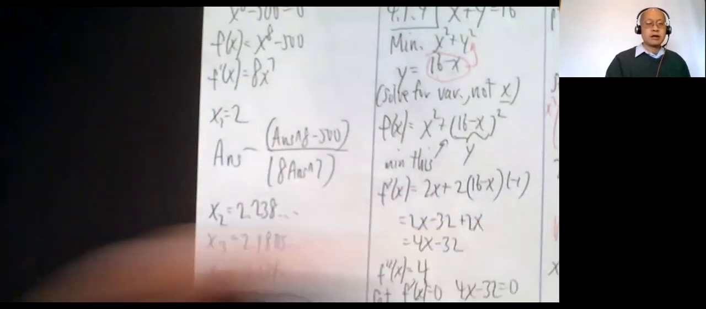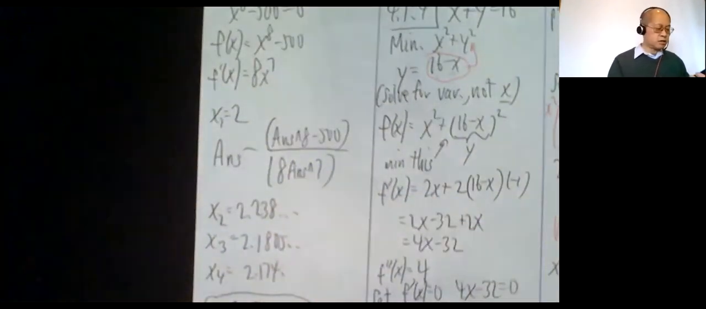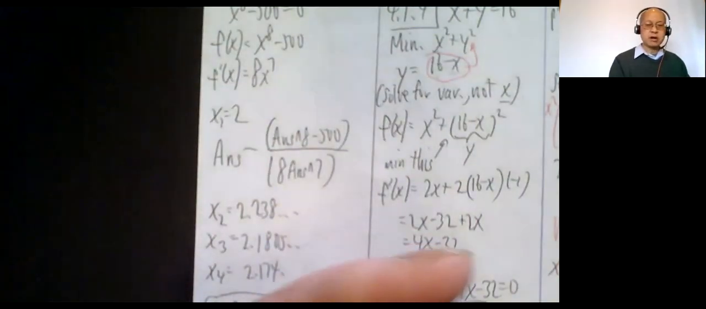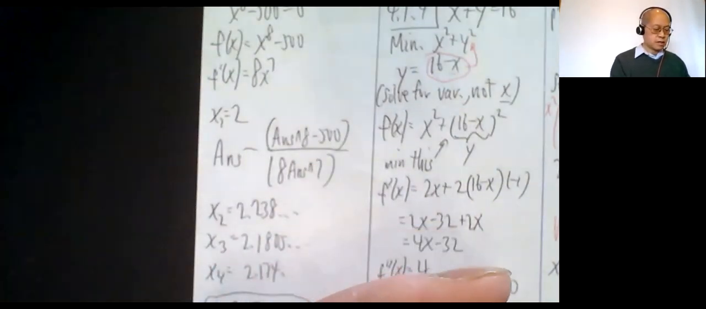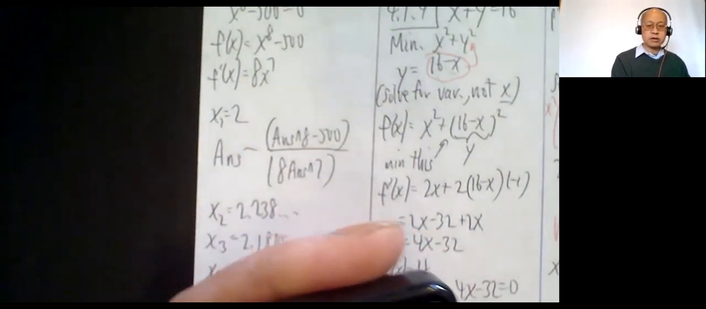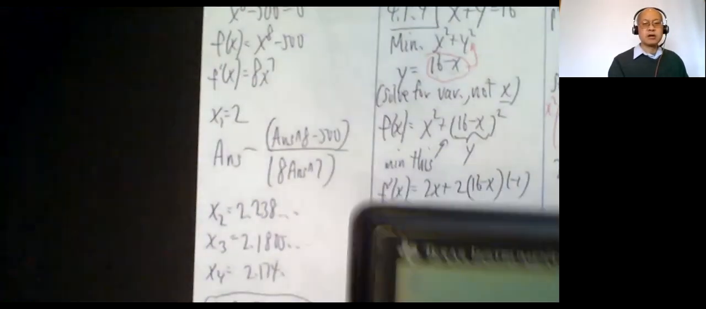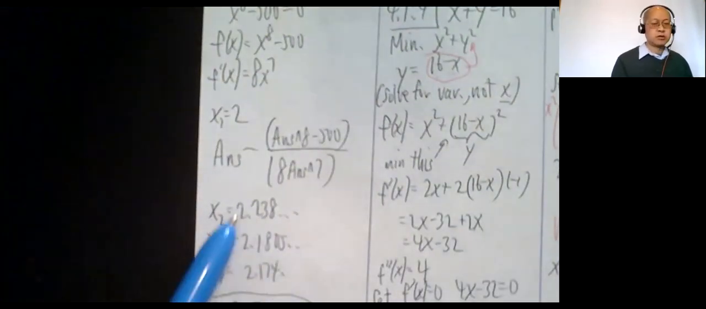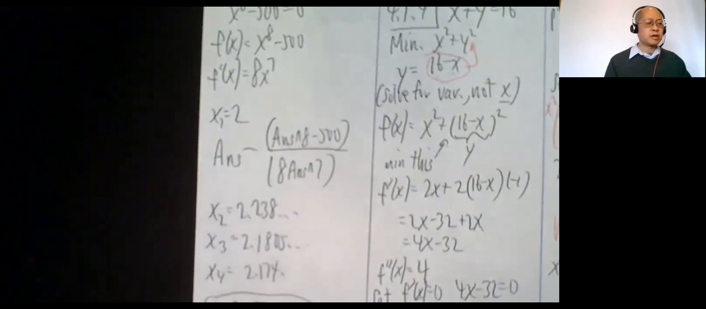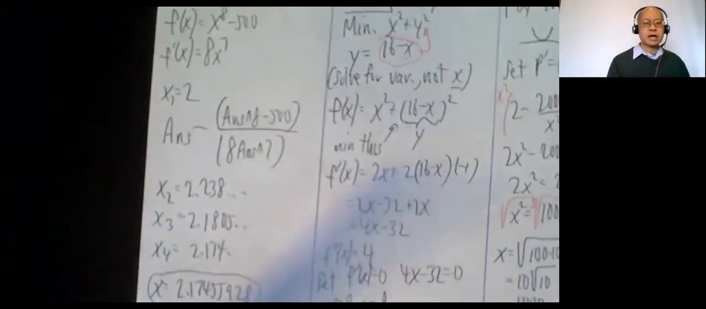So I'm going to hit answer. I'm literally typing it like that: answer minus parentheses, answer to the 8th power minus 500, close parentheses, divided by parentheses 8 times answer raised to the 7th power. Okay, 2.238 or whatever. I'll show you exactly what I type. I type exactly what I have here.